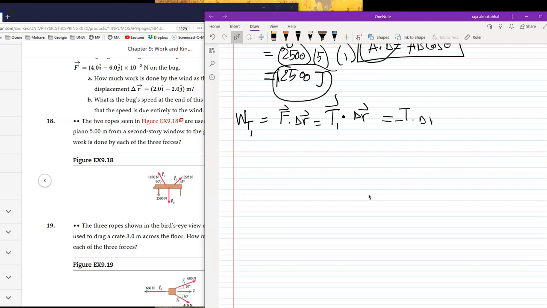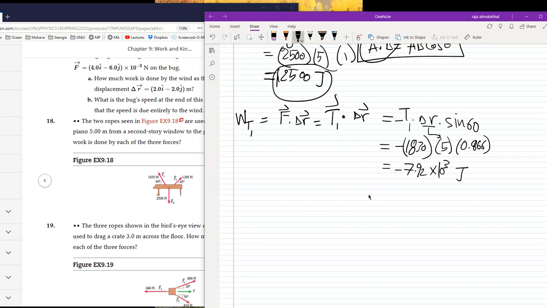T1 delta R. And of course, it is the T1 here sine. We're going to take only the y component, sine 60. That will give me negative 1830 multiplied by 5 for delta R. And sine 60 is 0.866. And then we calculate that, and we would get negative 7.92 times 10 to the third joule.